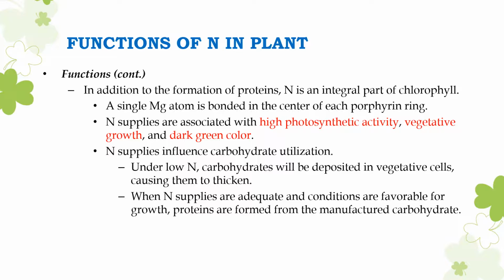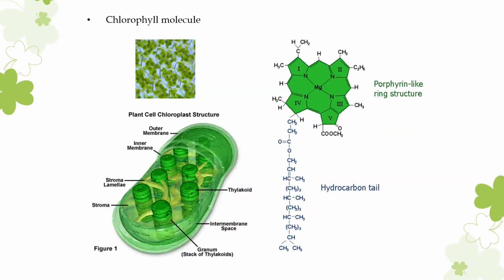The nitrogen supply is associated with high photosynthetic activity, vegetative growth, and also producing the dark green color of the plants. The nitrogen supplies influence the carbohydrate utilization, in which under low nitrogen, the carbohydrates will be deposited in the vegetative cells, causing them to thicken. When the nitrogen supplies are adequate and conditions are favorable for growth, the proteins are formed from the manufactured carbohydrate. These figures show the chlorophyll molecule and also the porphyrin-like ring structure in the plants.